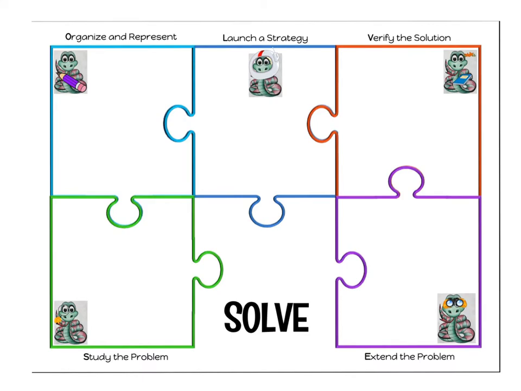Students, here is one of the work mats that you can use for your solve method. You see how we start with the green. We start with the study the problem. So there's our S, there's our O. Remember the light blue and the dark blue go together because when you organize and represent and launch the strategy, those two work together. And then here's our verify.